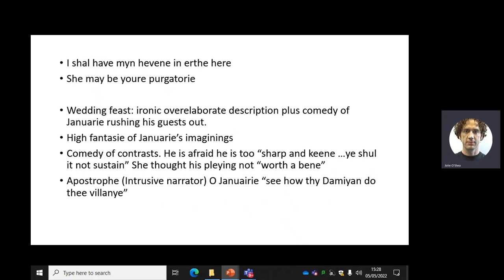January, see how Damien does the villain. So the narrator, be it the merchant or Chaucer, speaks almost directly to the characters through apostrophe. And it slows down the pace. So we want to get to the comical wedding night, and it's deliberately slowed down by our narrator. So what should we get from that? How the whole story is peppered with irony in many ways. Okay, I've got 25 slides, and I might have to jump through some of these.